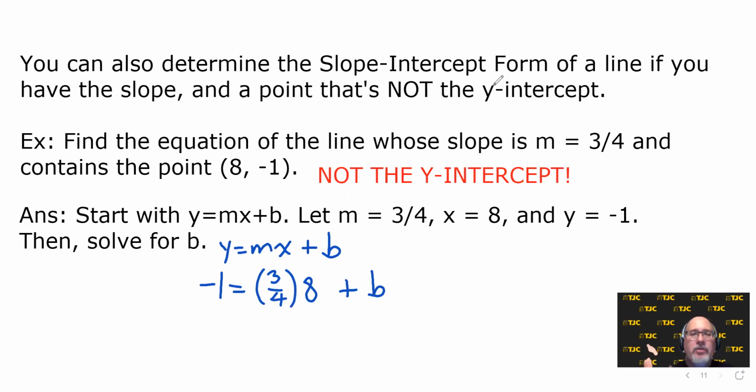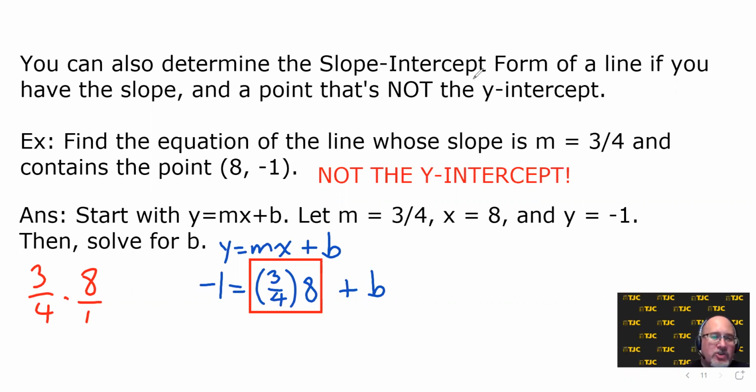Let's put in y equals -1, m equals 3/4, x equals 8, and then plus b. And we can solve for b. The first thing we need to do is to figure out what 3/4 times 8 is. And if you need to take it to the side, then take it to the side. 3/4 times 8 could be viewed as 3/4 times 8 over 1, which would give us license to reduce. 4 goes into 8 2 times. On the top, 3 times 2 is 6. On the bottom, we have a 1. 6 over 1, of course, is equal to 6.